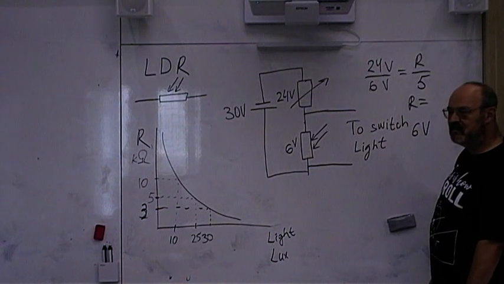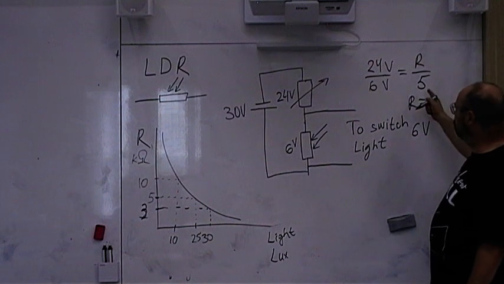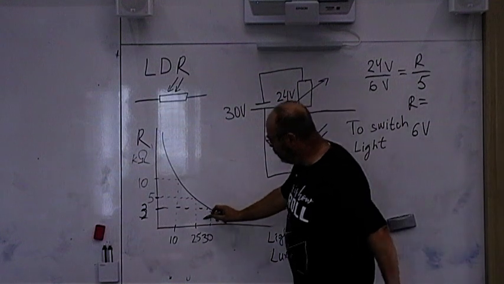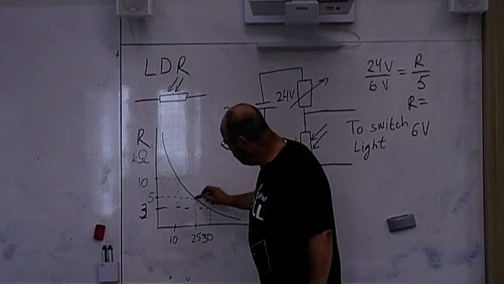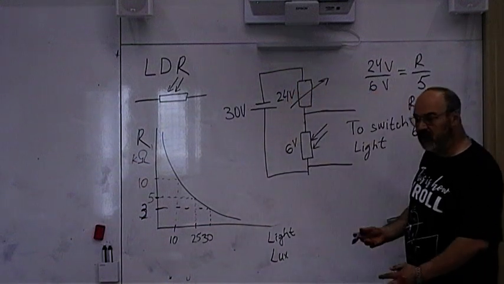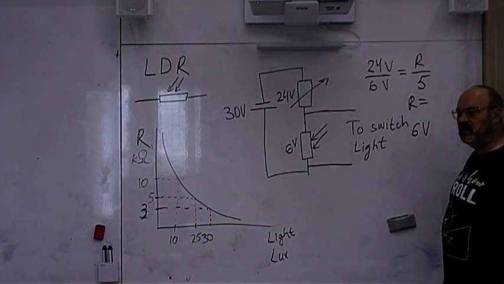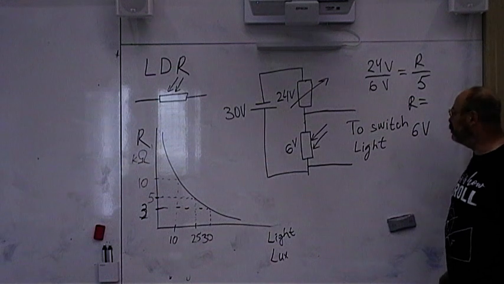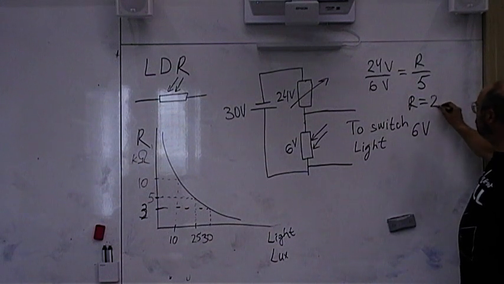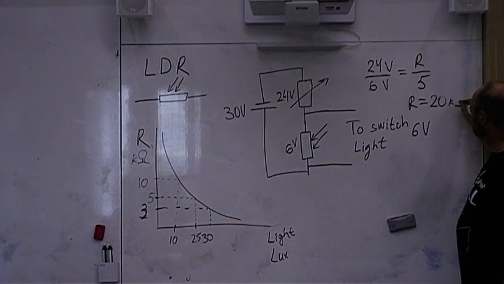How do you get this 5? 20. Why is this 5? When we're saying 25 lux, that is from the graph. You need a graph with the properties of the thermistor or LDR. So then R will be equal to 20 kilo-ohms.